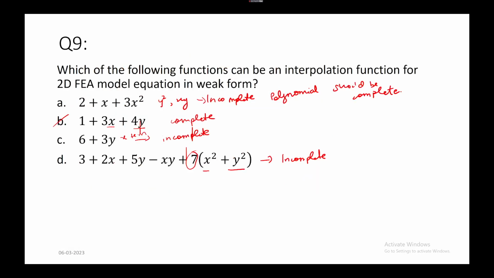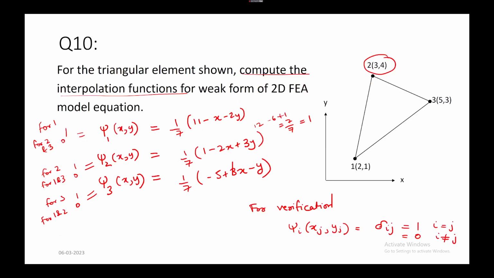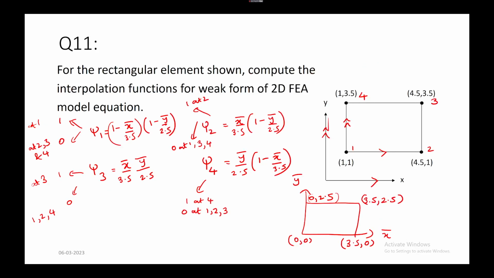So this is for the 8th question. In the 9th question we saw that the polynomial should be complete in order to be used as an interpolation function, and it should be linearly independent. Here x square and y square have the same term, so they are not linearly independent. In question 10 we saw the interpolation function for triangular elements. In question 11 we saw the interpolation function for the rectangular element.